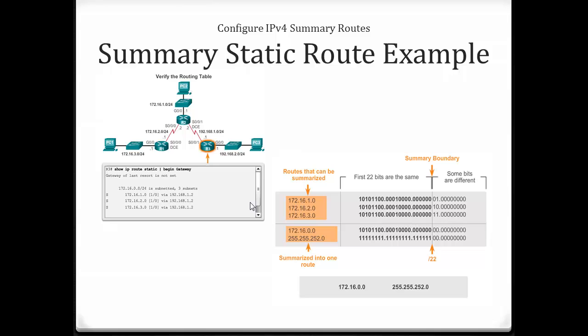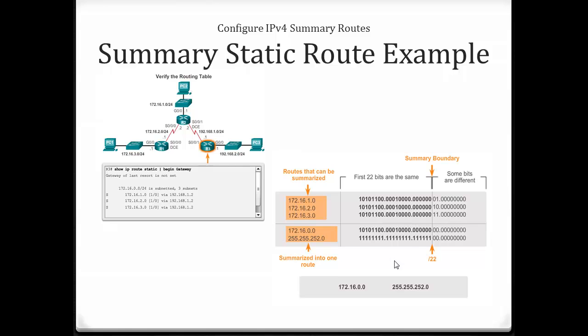So here's another example where they summarize the 172.16.10, 20, and 30 networks into one. Again, what you do is convert all of these into binary, find out where they start to differ, and figure out how many digits are the same. In this example, there happen to be 22 digits that are the same. That 22 becomes our new subnet mask.